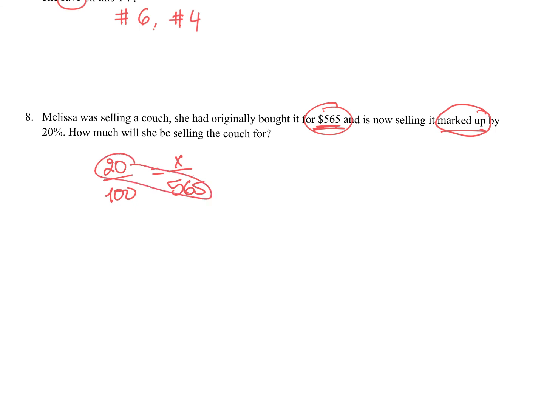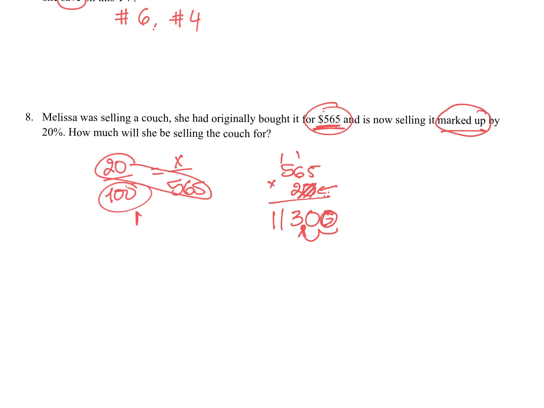565 times 20. I just need to multiply it by 2, and then I'm going to add an extra 0 later. 2 times 5 is 10. 2 times 6 is 12, add 1, 13. 2 times 5 is 10, add 1, 11. And don't forget to bring back the 0. And then divide it by 100, so 2 decimal places to the left. So it will be $113. That is the markup.